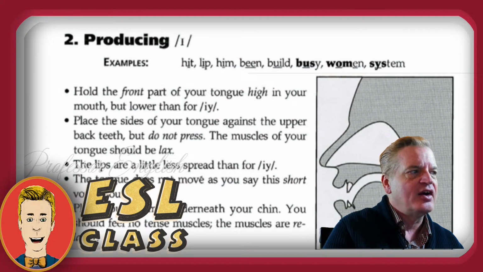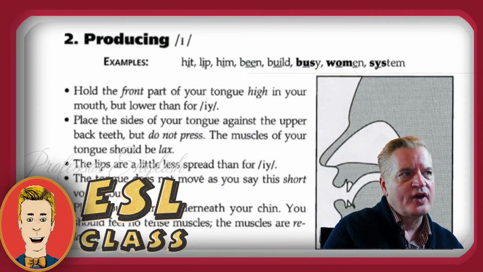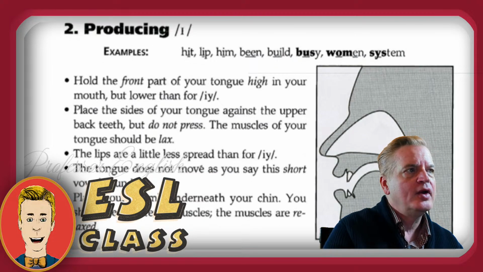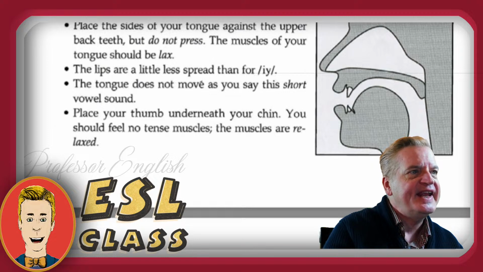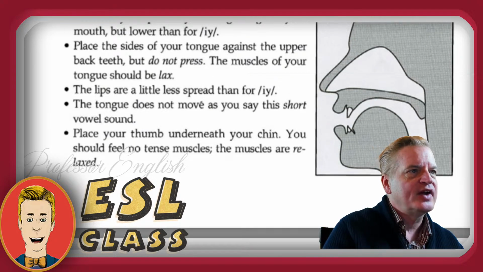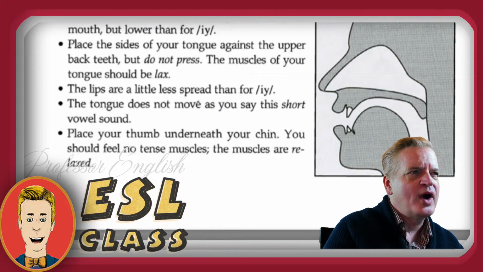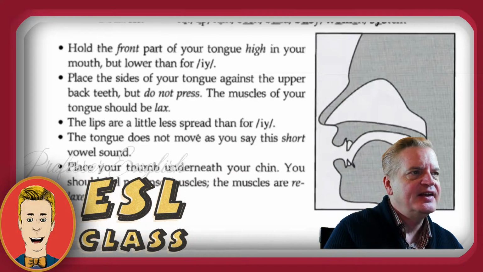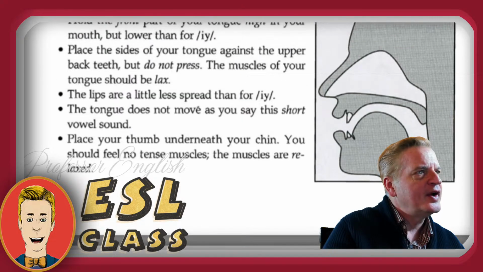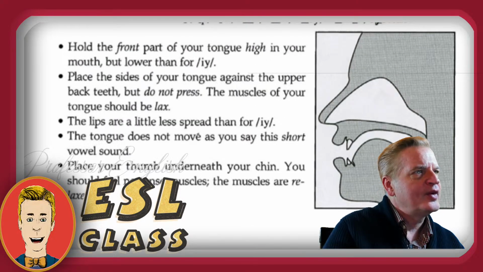Okay, now let's compare that with the instructions for producing the short I. So that is the I of hit and lip and him and bin and build. Now it says hold the front part of your tongue high in your mouth, but lower than for E. Okay, so again, can you see my cursor? Let's see. I don't know if you can see that. Yeah, I guess you can see that. So you're going to hold it high, but not so high as in E.